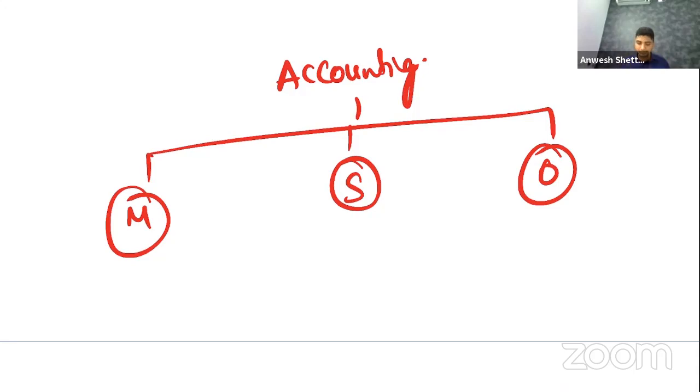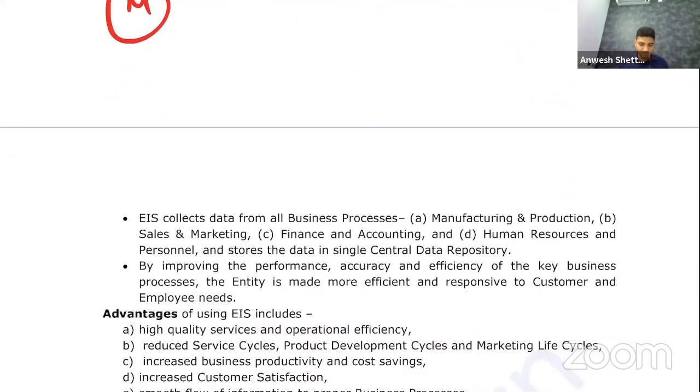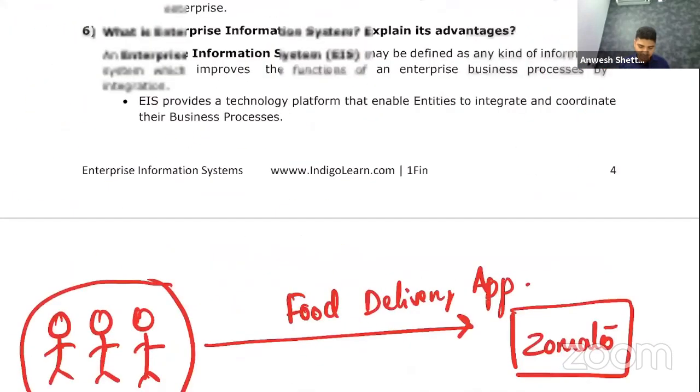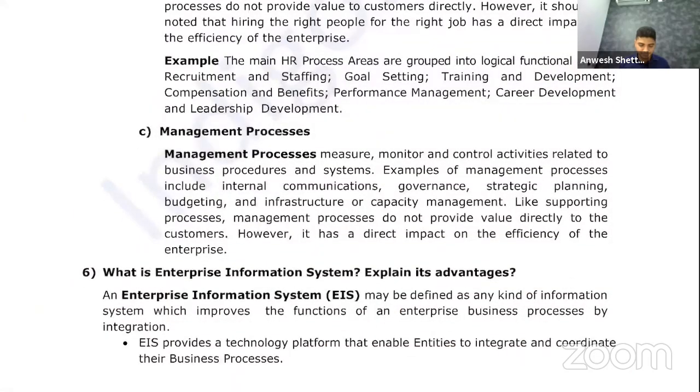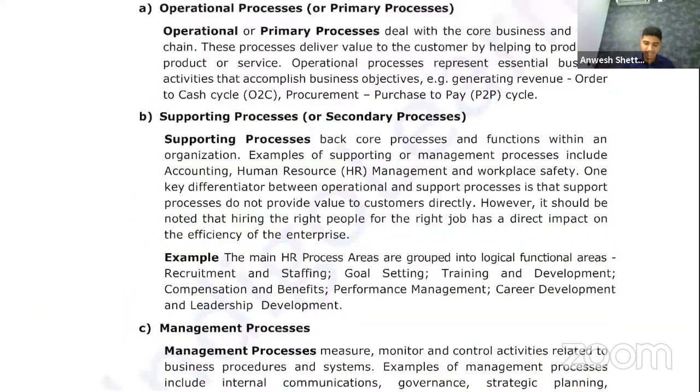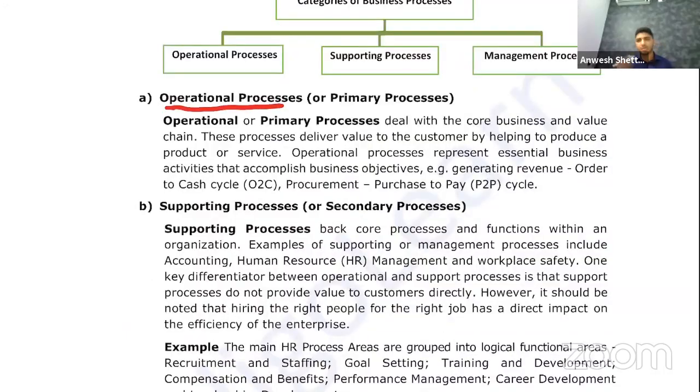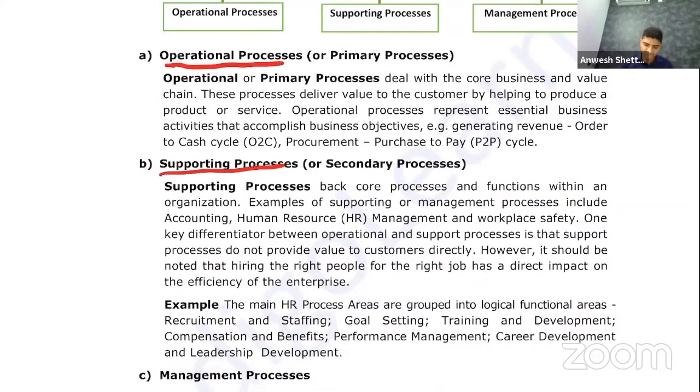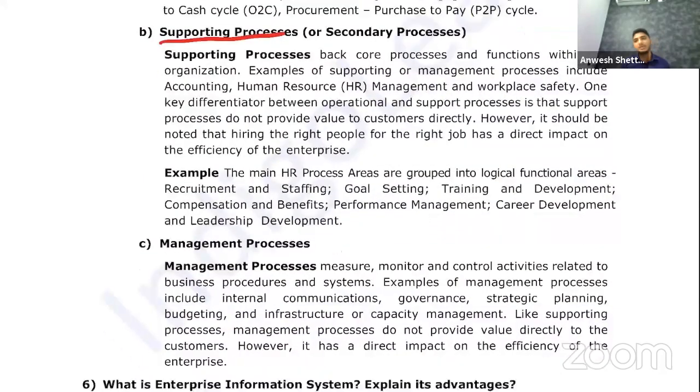Now let's go to next question. So we are done with which question? We are done with question number 5. That is different types of processes. There is operational process. You read it what it is. Now it is very simple for you to understand. Then there is support function, and then there is management function.